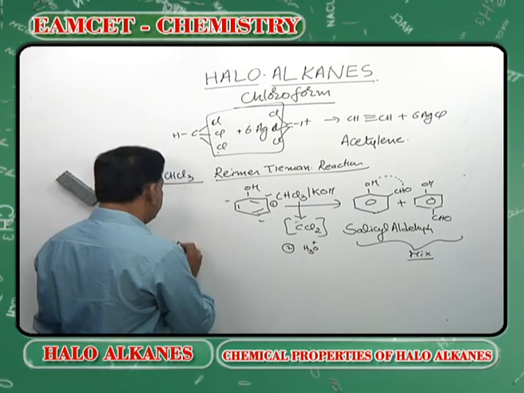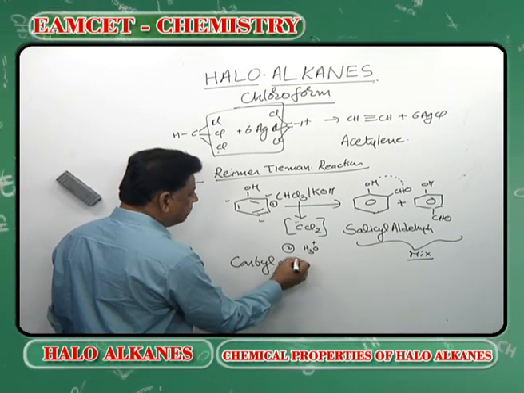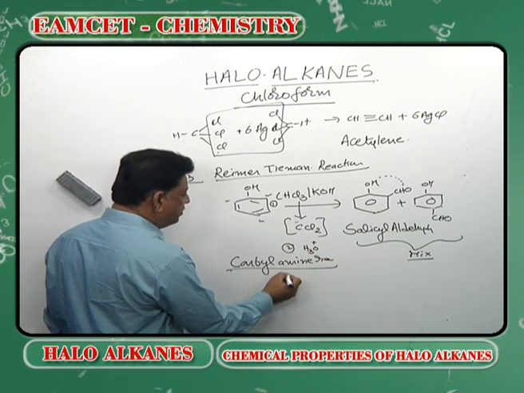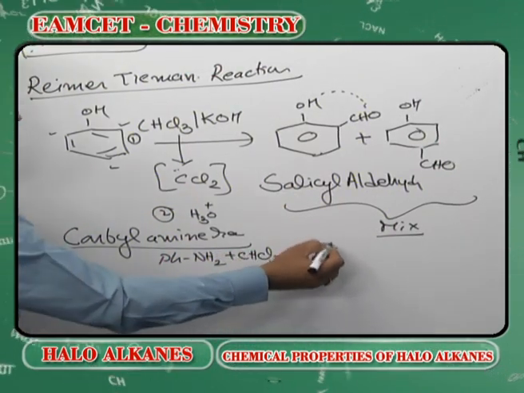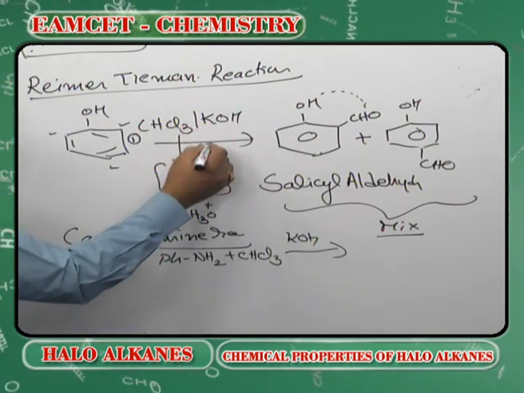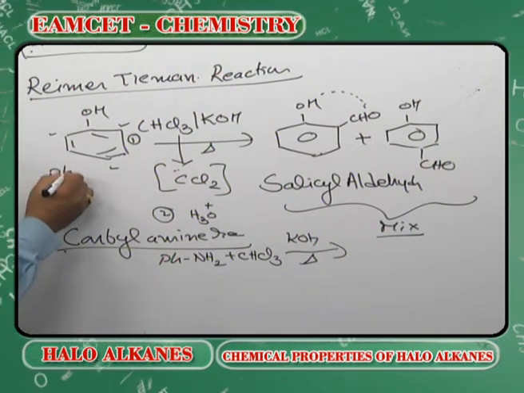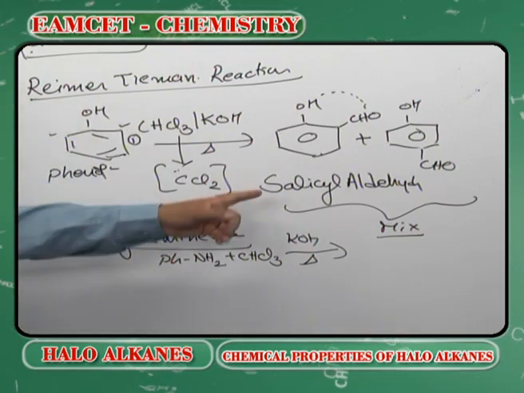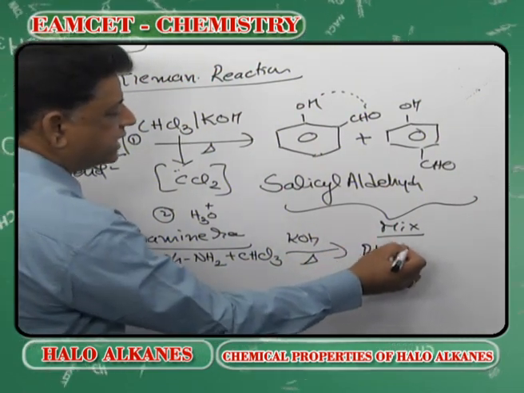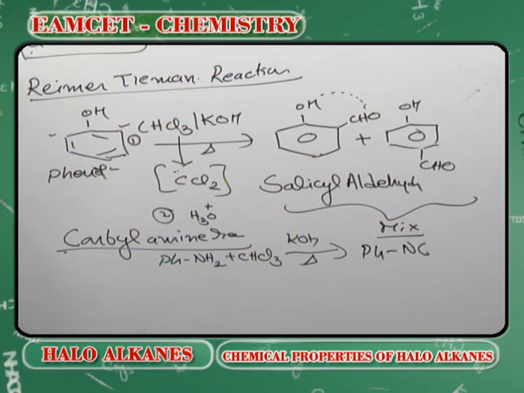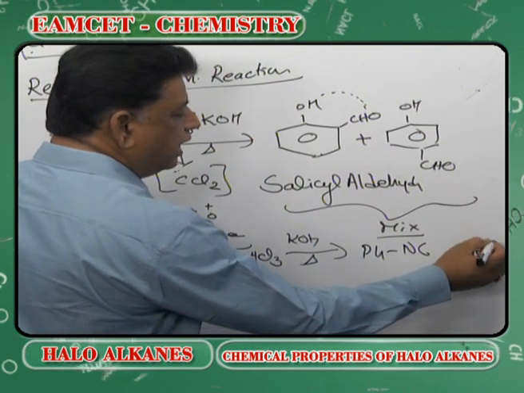Similarly, we have one more reaction, the carbylamine reaction. This reaction is carried out with aniline, PhNH2, when you treat it with chloroform, CHCl3, in the presence of KOH. Its condition is the same: chloroform, KOH, heating. There are two name reactions: one with phenol, the other with aniline. Phenol gives the Reimer-Tiemann reaction, giving salicyl aldehyde. Aniline with chloroform, KOH and heating gives phenyl NC. CN is cyanide, NC is isocyanide, phenyl isocyanide. These are commonly known as carbylamines.